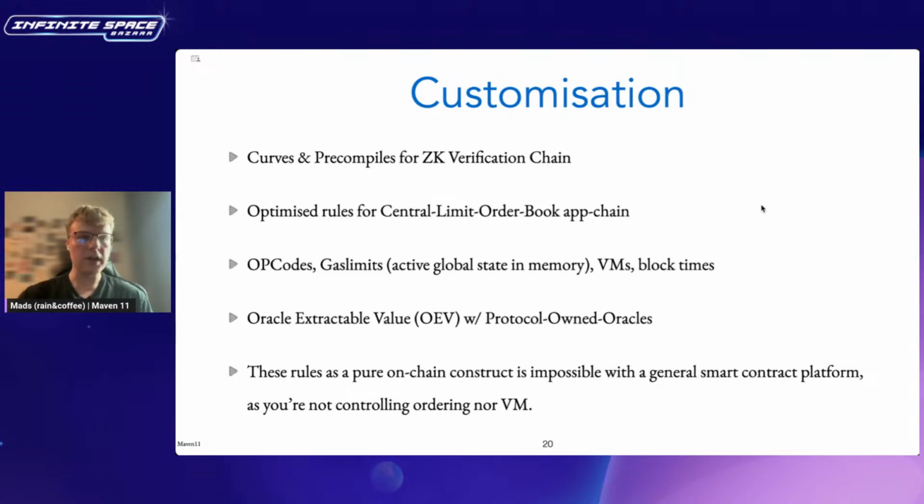So this could be specific gas limits that you have set. If you're just a single application and you don't have 1,000 different applications, the amount of active global state you might have is probably not going to be that large. So you might be able to keep this in memory, on disk, and increase these gas limits to very large levels and scale that way, which I think can be quite interesting. You could also lower or lengthen block times depending on your specific use case.